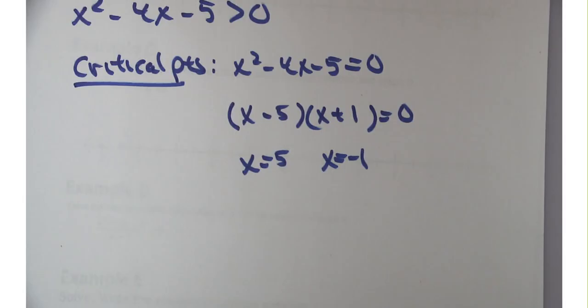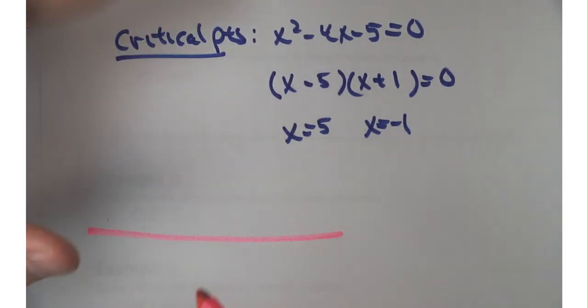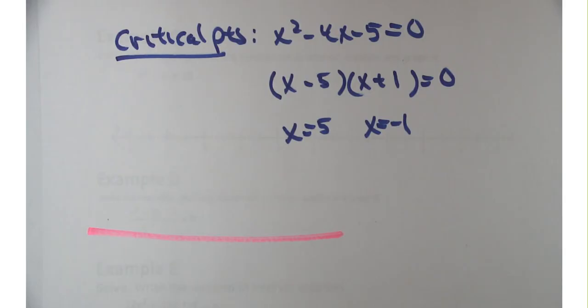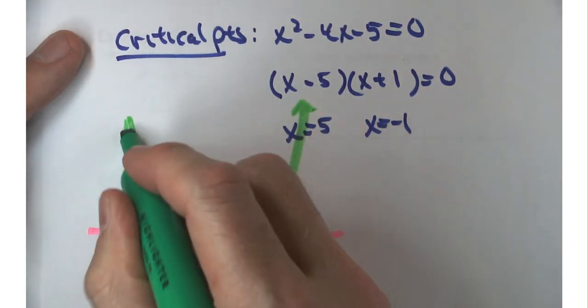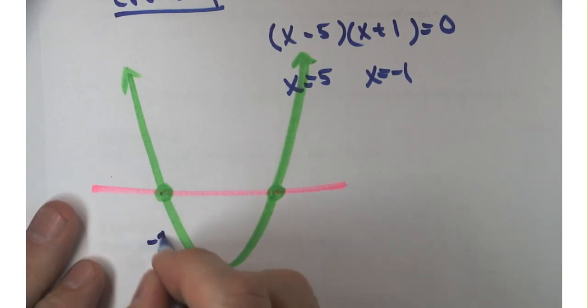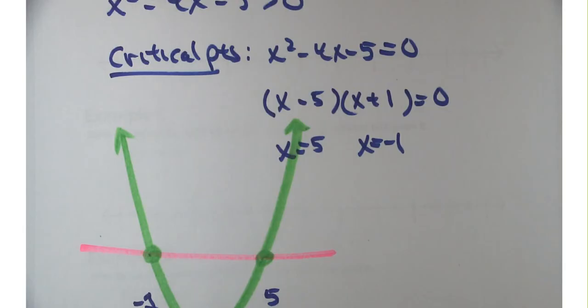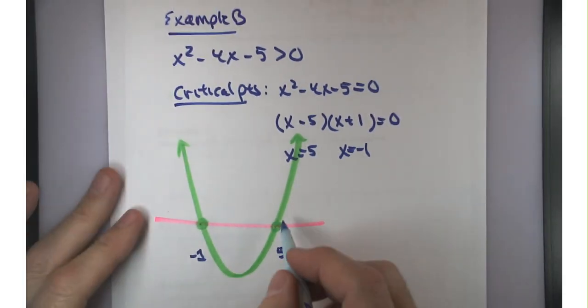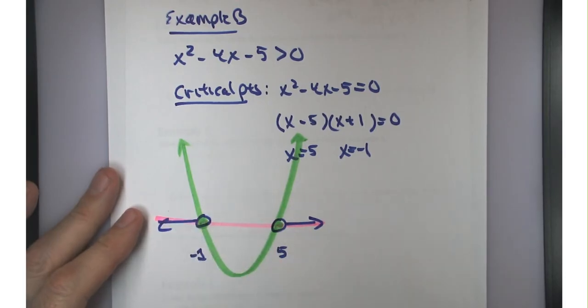But let me draw that here for us so we can kind of mark it up a little bit and look at this graph a little bit more. What we want is we want to know where this graph is greater than 0. So something like this, here and here. Those are our points at negative 1 and 5. Well, the answer to this inequality, where it's actually greater than 0, is anything to the right of 5 or to the left of negative 1.